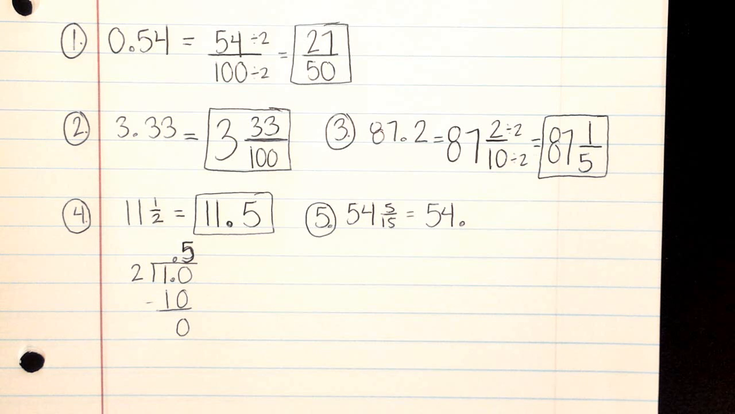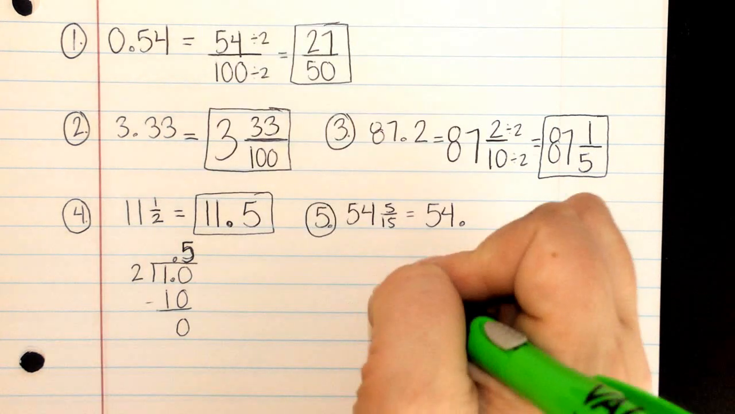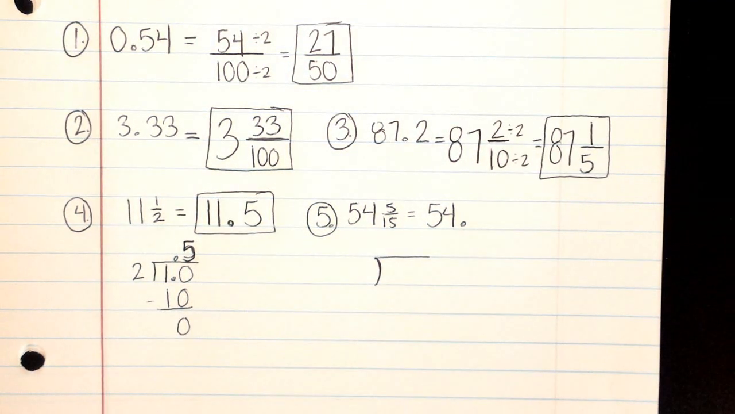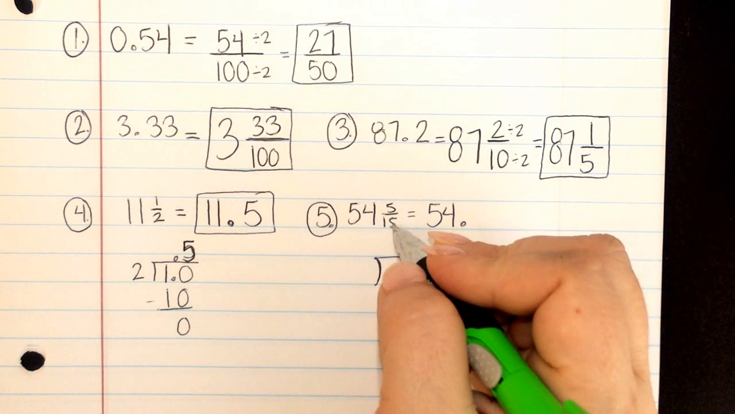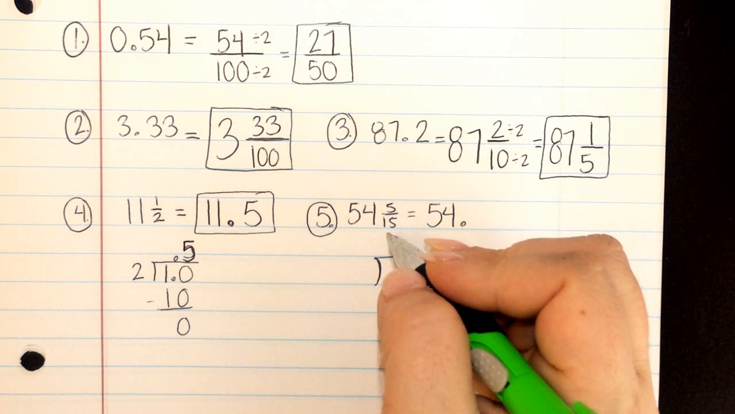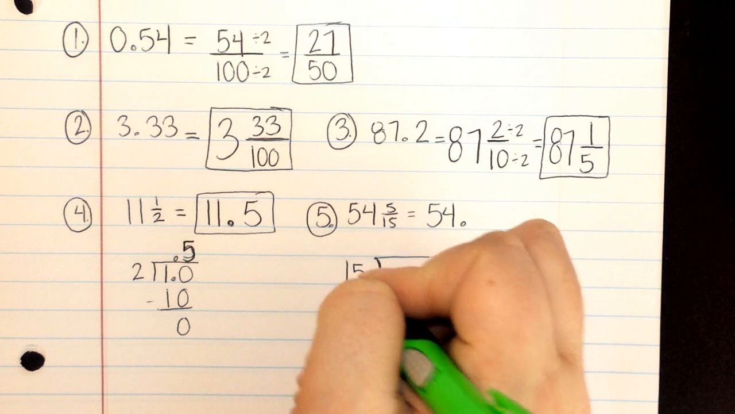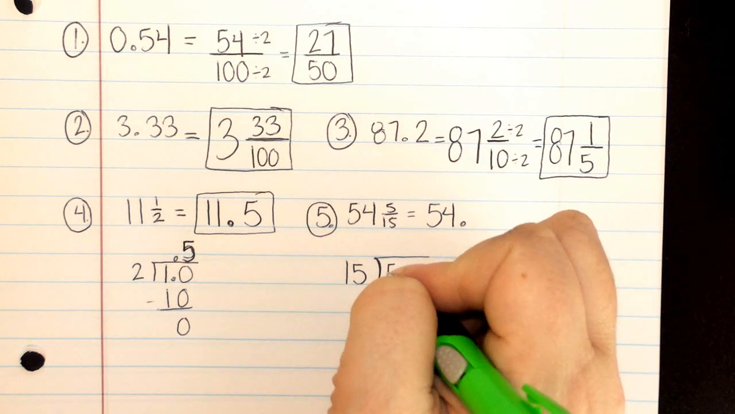How am I going to change 5/15 into a decimal? What process am I going to do? I'm going to divide. So here's my division. All right, when I divide, what number is going to be at the door? The 15. Remember, whatever is down goes at the door. So 15's at the door, and in the house, we're going to have 5.